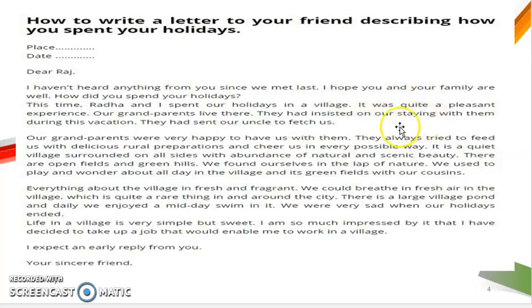This part is your introduction, you can read it. This part is your body. Your body can have 1 or 2 paragraphs, but since you are very small now, you can just go with 1 paragraph. Okay, and then you need to give your conclusion. Okay, so over here he has given, life in a village is very simple. Okay, I expect an early reply from you. This is your conclusion and the end of the letter, and he ends by saying your sincere friend Maya. Okay, so you can have your best friend, your sincere friend, yours truly, your loving friend. It's up to you, whatever you want to write.